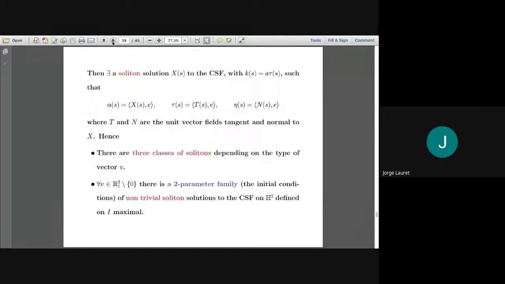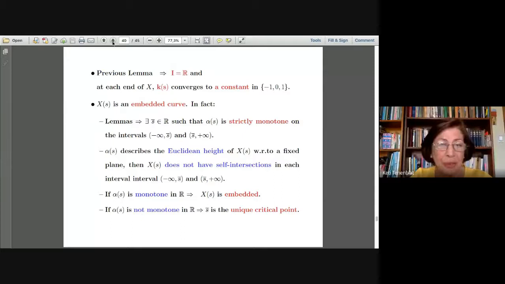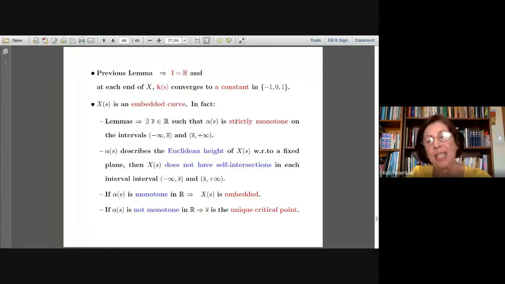Where was I? I guess here. So the lemma tells you that the interval is the real line. And also we just saw that the curvature converges to one of those three values. And now we want to show that the curve is embedded. Now, one of the lemmas tells you that there exists an s bar such that alpha is strictly monotone on the intervals minus infinity to s bar and s bar to plus infinity.